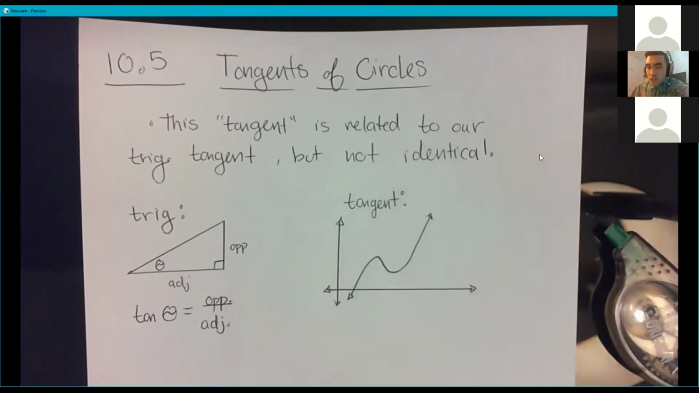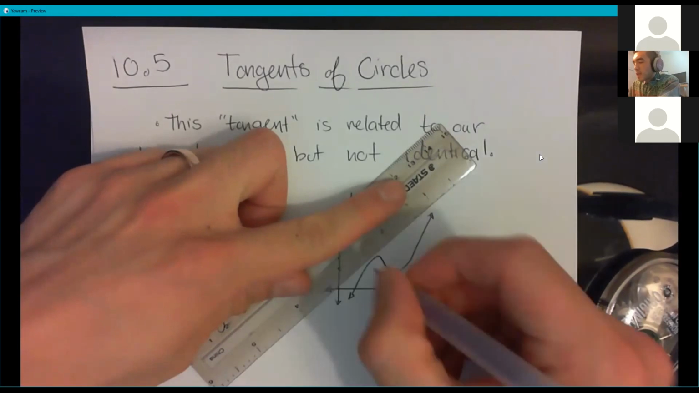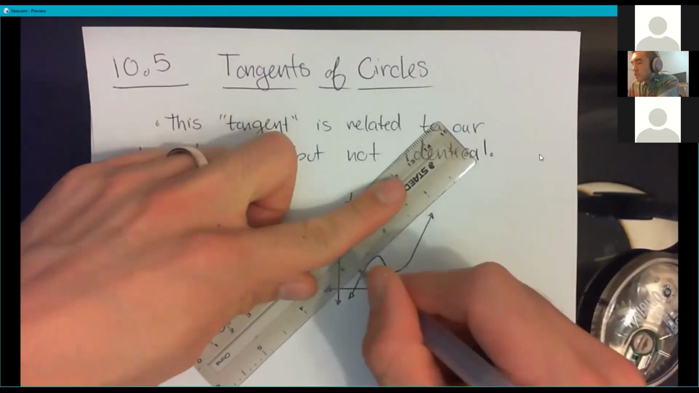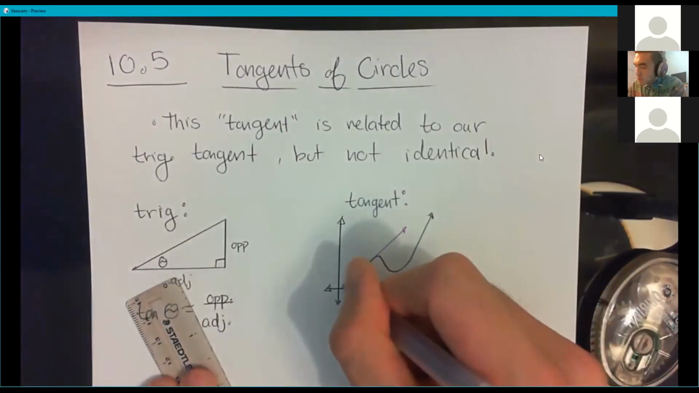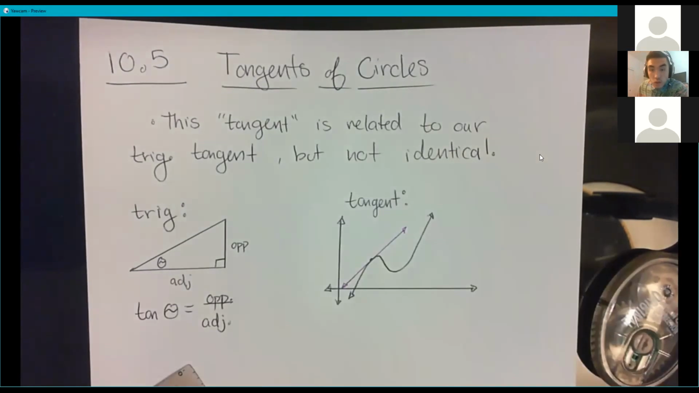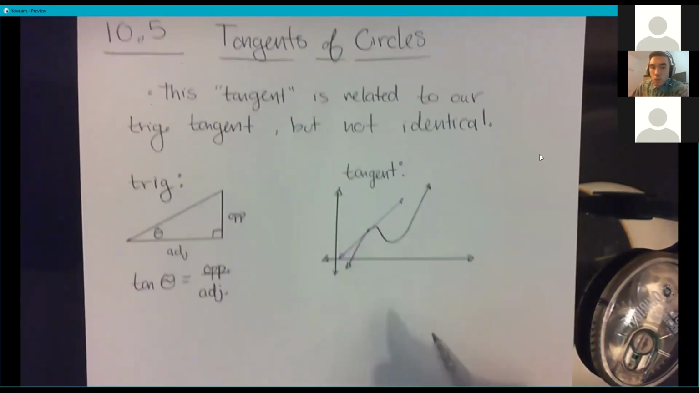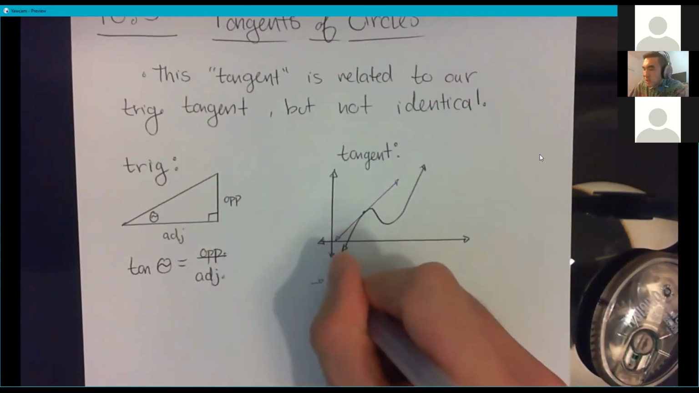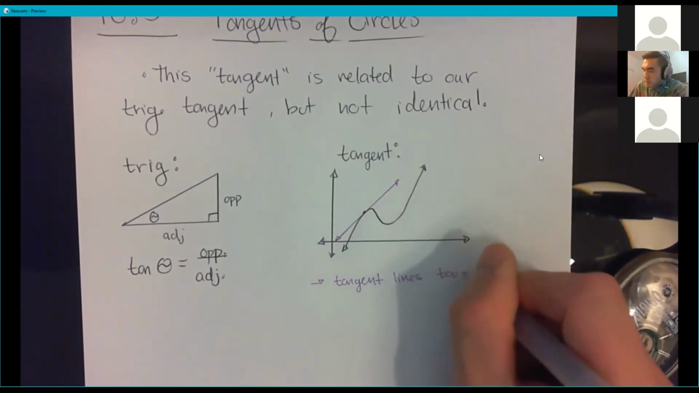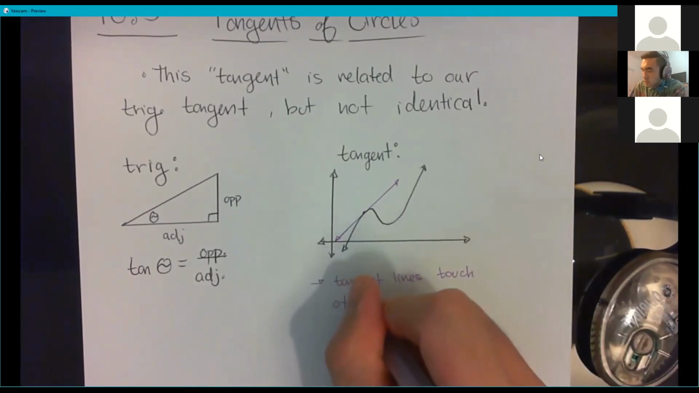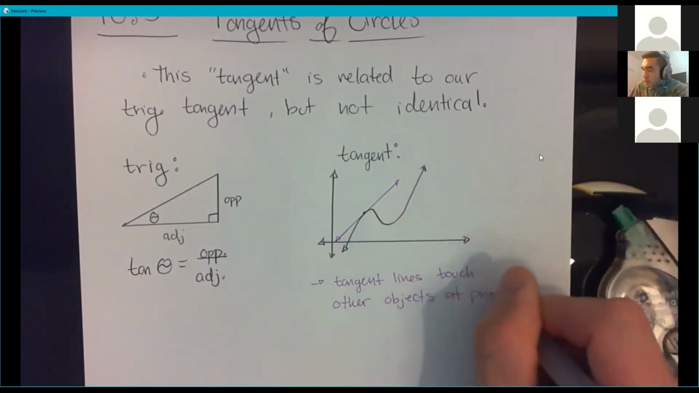If I have some function here, and I could easily make a function that behaved this way, this is probably some kind of x cubed. A tangent is a line which touches this graph at one point and one point only. So this purple line that I drew in right here is a tangent line, so long as it grazes this function at one point and one point only. So a tangent line, tangent lines touch other objects at precisely 1 point.